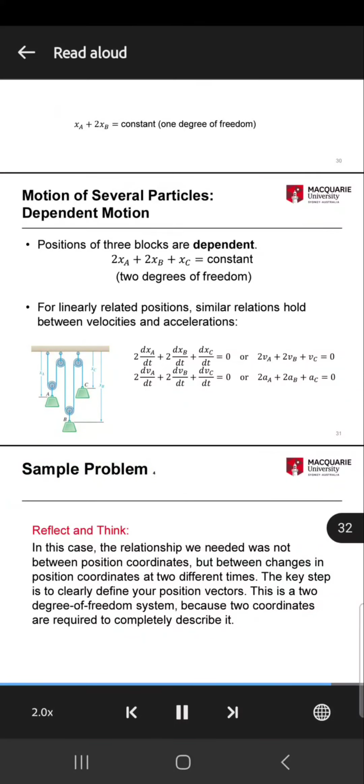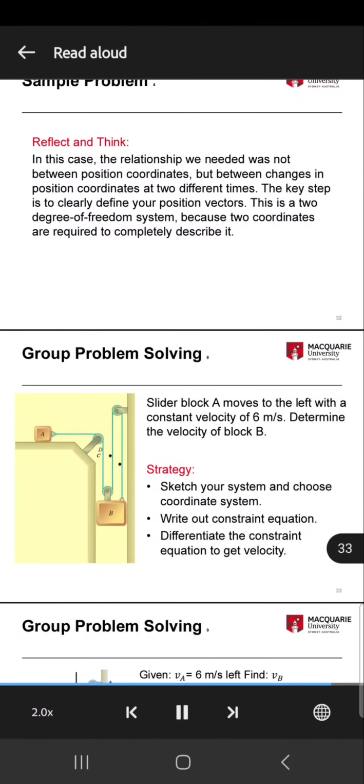Sample problem 4. Group problem solving 8. Block A lies on a horizontal surface, while block B moves up and down. A rope on the right side passes over a stationary pulley, passes through a pulley attached to block B, up to a stationary pulley, and back down to be attached to B again. Strategy: sketch the system and choose a coordinate system. Write out the constraint equation. Differentiate the constraint equation to get velocity.